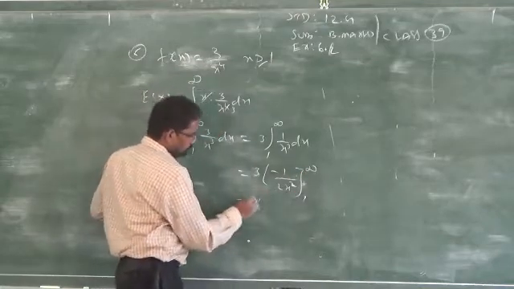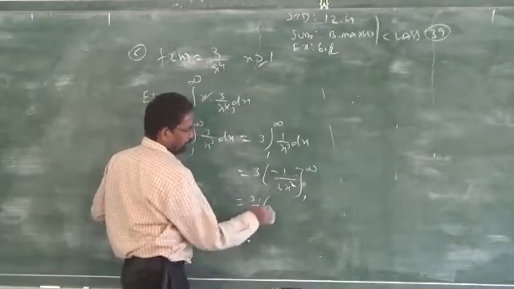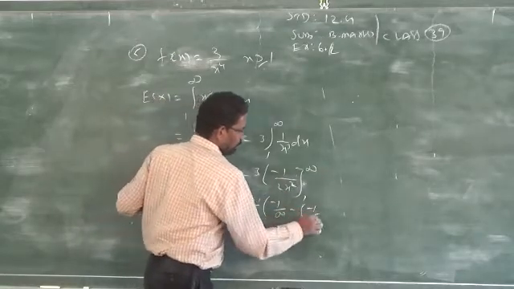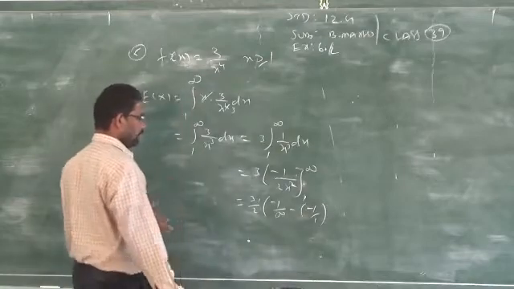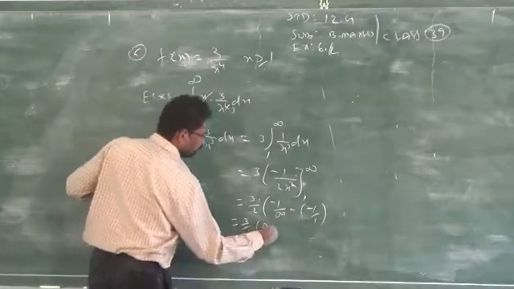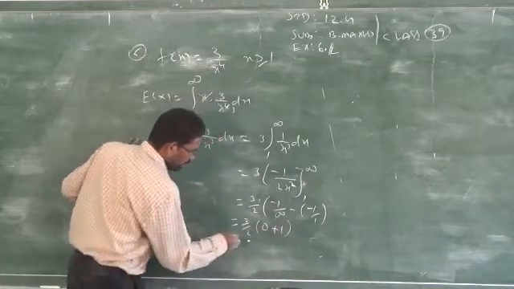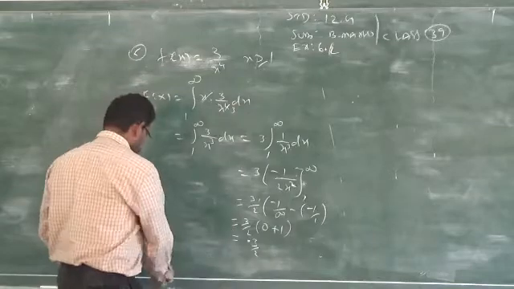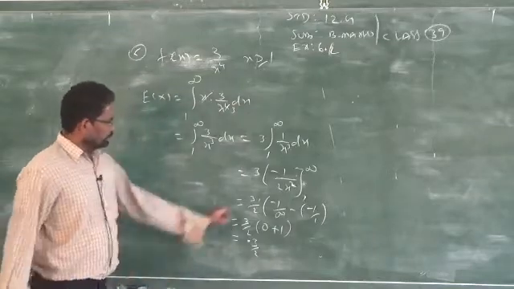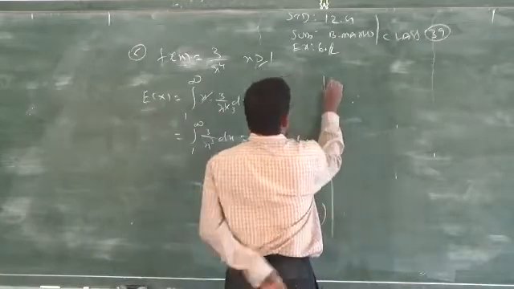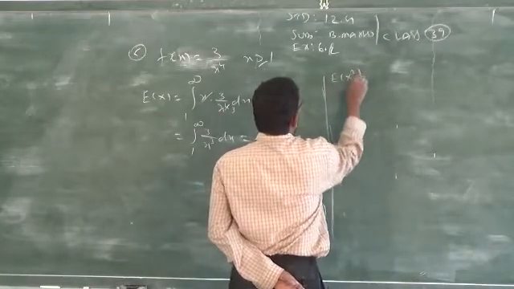So, 3 by 2 is constant, minus 1 by the upper limit infinity, minus of minus 1 by 1 the lower limit. Anything by infinity is how much? 0. This you know very well, 0. Minus of minus 1. So, answer is 3 by 2. Clear? Anything by infinity is 0. Next you have to find out E of x square.